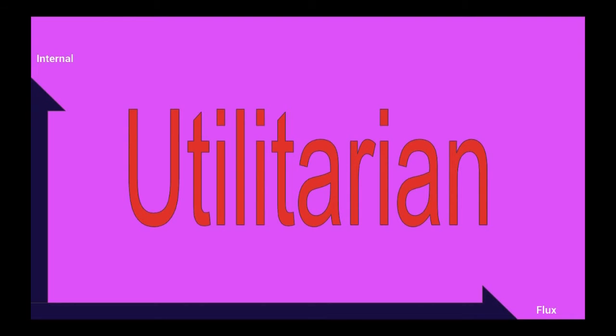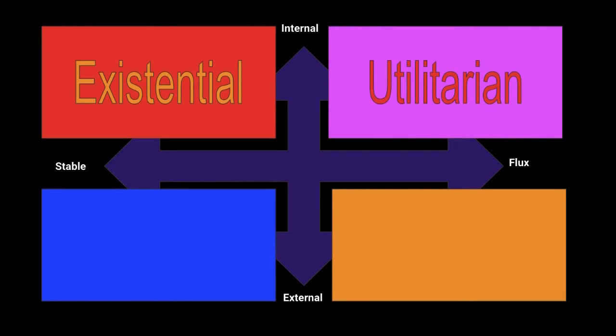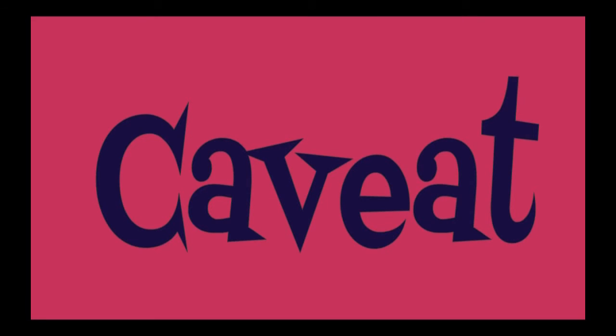Thus, although utilitarian value is internal, it remains in flux, depending upon the external circumstances. Thus, this definition belongs in the northeast quadrant of our compass. These definitions are not completely independent of each other. There's always a lot of interconnectedness between the four different definitions, two of which we've discussed so far.